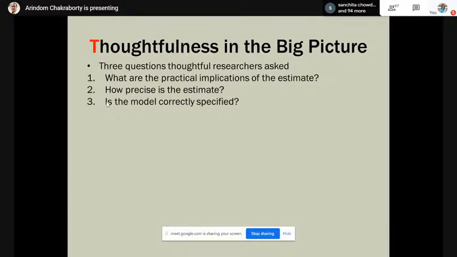The first thing is, what are the practical implications of the estimate? We say that suppose the mean is 5.6 and the standard deviation is 2.2. So what does this mean? What is the practical implication of 5.6 and 2.2?